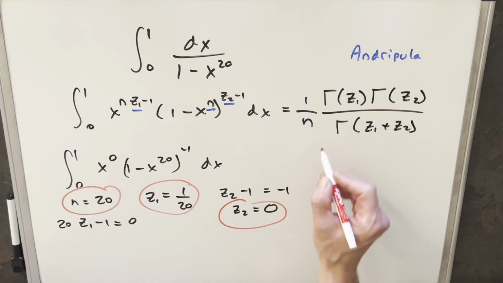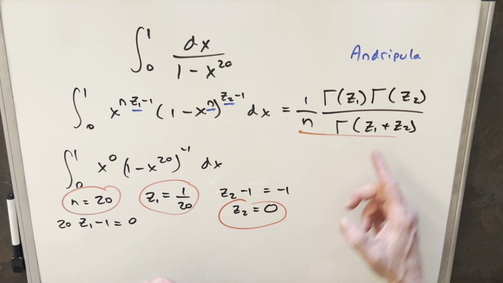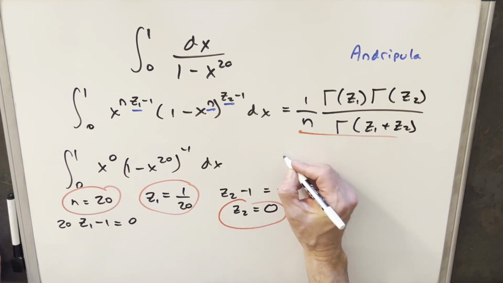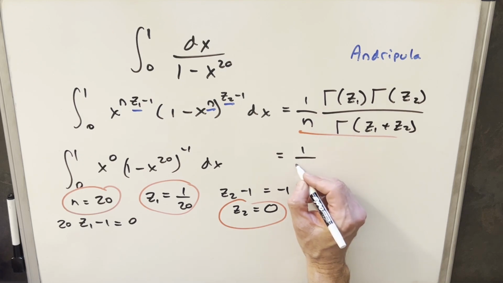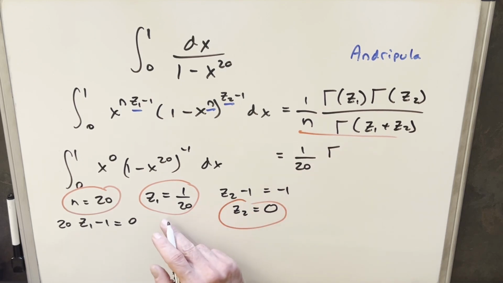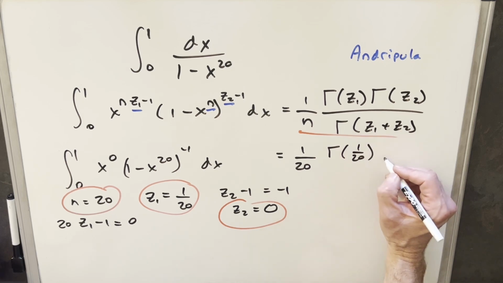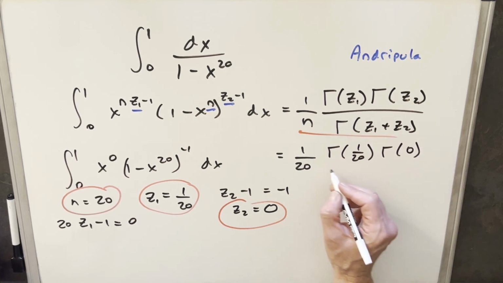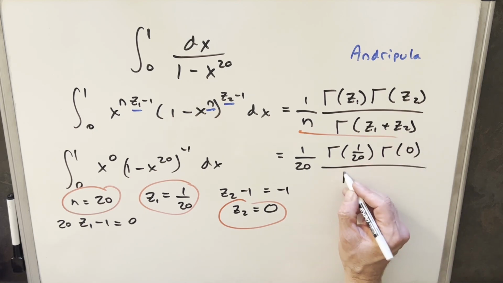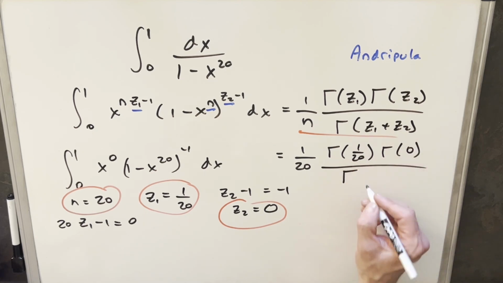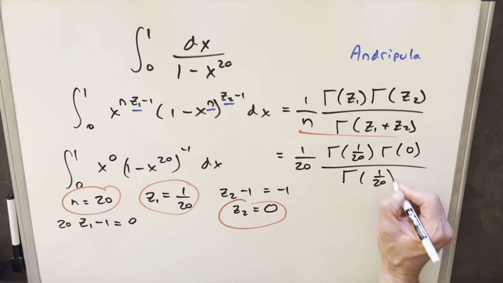Okay, what I'm going to do is just take this and let's go back to our formula here for our solution. So for our n, we're going to have 1 over 20 here. This is going to be gamma of z1, so gamma of 1 over 20. Then this piece is going to be gamma of 0, and then we need the sum of these two things. So we're going to have gamma of 1 over 20 plus 0, or gamma of 1 over 20.